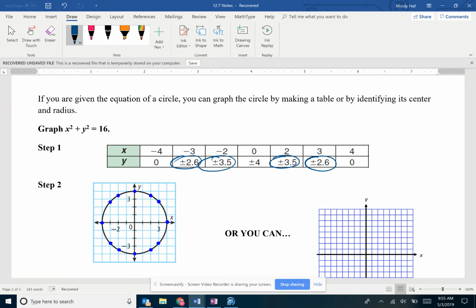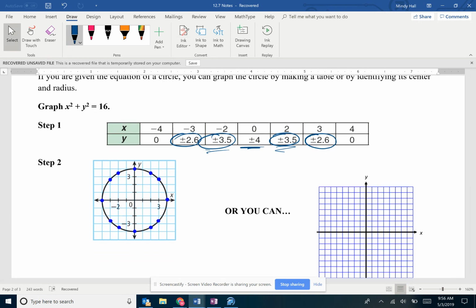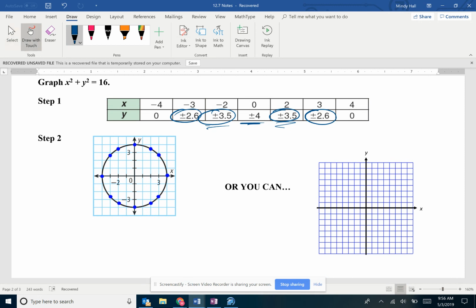And the reason why these are plus or minus 2.6, plus or minus 3.5, is because when you take that square root, it's the positive or negative version. But for me, trying to fill in a table is just too much work. It is much easier just to put it on the graph.